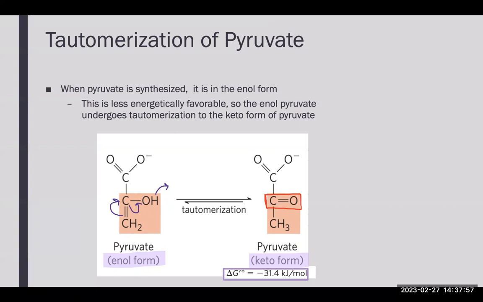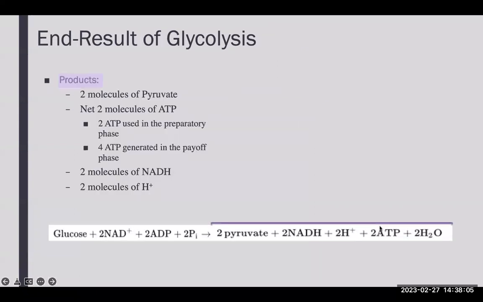So just keep in mind that originally the pyruvate is synthesized in the enol form and is then tautomerized to the high energy keto form. So that pretty much ends the individual steps of glycolysis. So I just want to emphasize the products here. Pyruvate is obviously the main product that we want to look at, that we focus on.